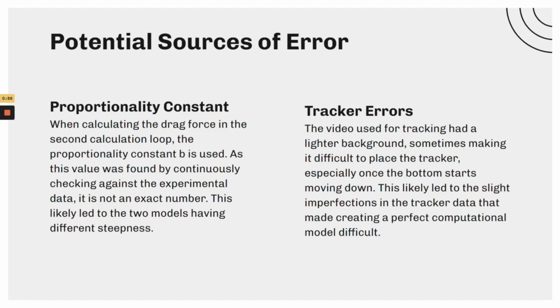The other source of error would be tracker errors. The video that was used for tracking had a lighter background, which sometimes made it difficult to place the tracker exactly where the bottom of the slinky was, especially once the bottom started moving down. This likely led to slight imperfections in the tracker data that made making a perfect computational model difficult.